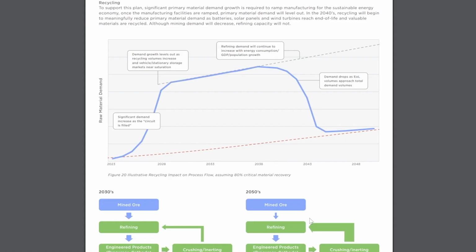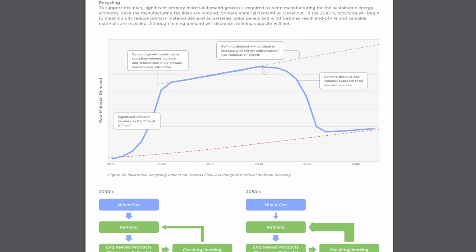The cool thing about making the switch to a renewable energy economy is that once we've mined a good portion of those materials, we can switch to mainly recycling. And this chart here kind of shows how that might look in the 2030s. So this is raw materials. Mined materials are going to go up and up, but then as more recycling plants come online, we won't need as much raw material. Their calculations suggest it's going to kind of level off but still increase.